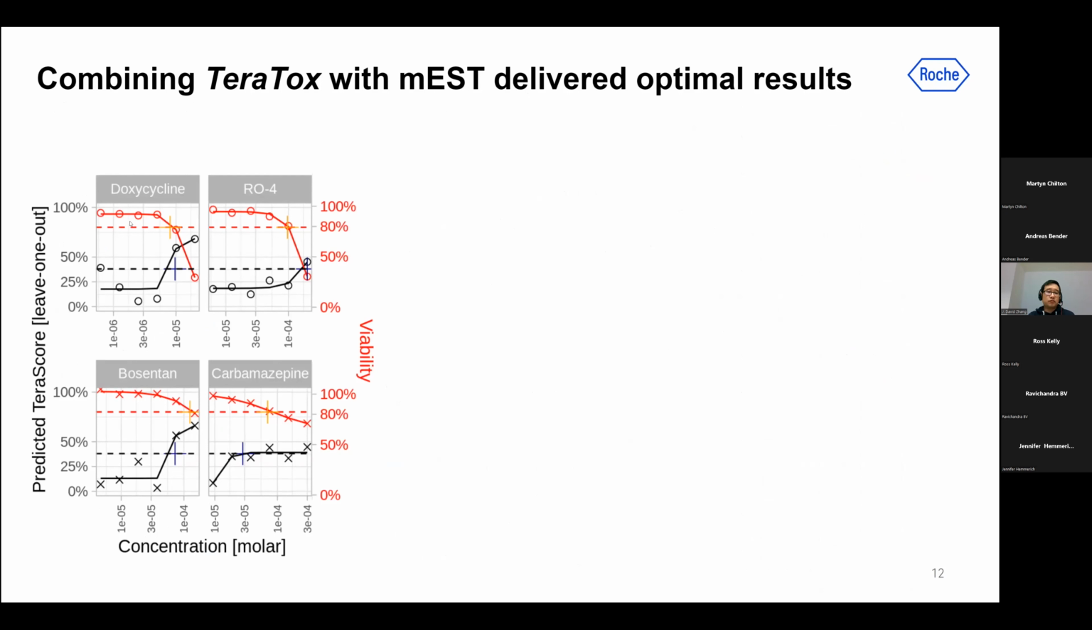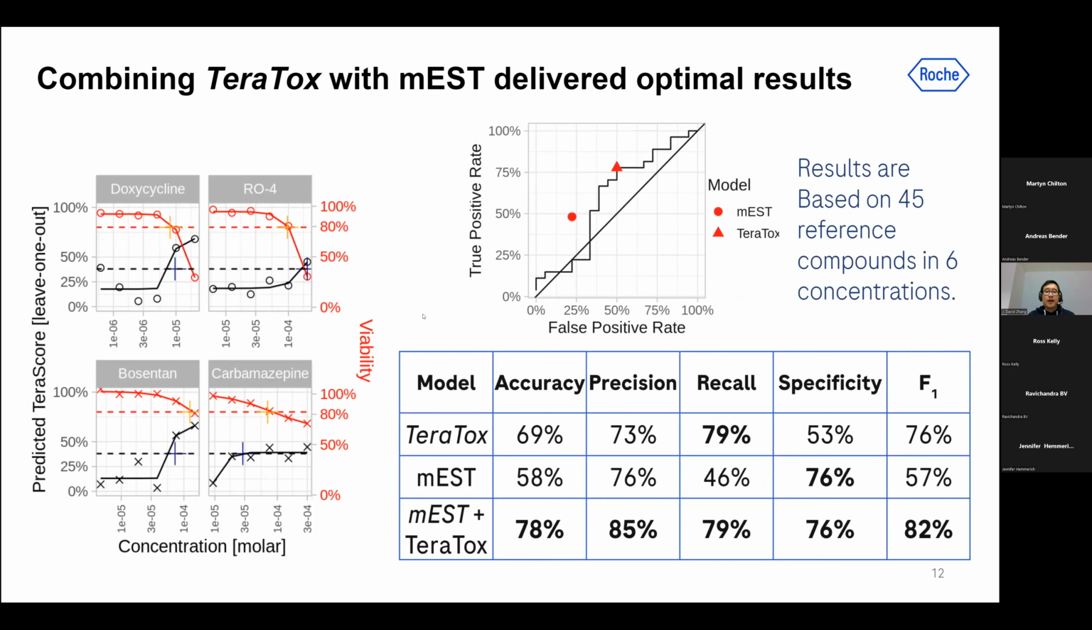To cut a long story short, we could then for each compound produce such a plot, which shows the viability as well as teratogenicity potential changing by dose. And when compared with the MEST, which is a current standard assay, we observe that TeraTox performs more favorably with regard to accuracy and recall, whereas the precision and specificity is still higher in the MEST case. The F1 score, as Jennifer has shown before, the harmonic mean of precision and recall, is higher for TeraTox. And more importantly, if we combine the two, we can achieve the best result.